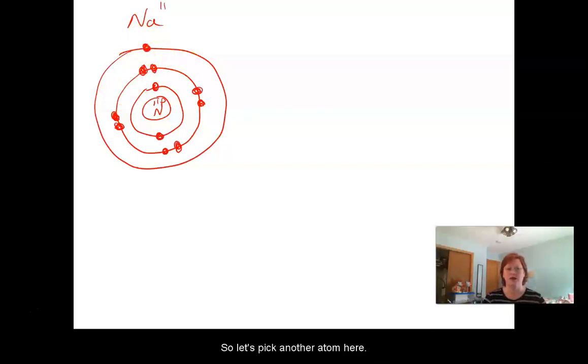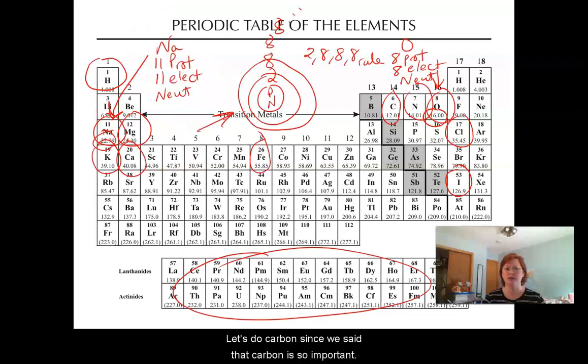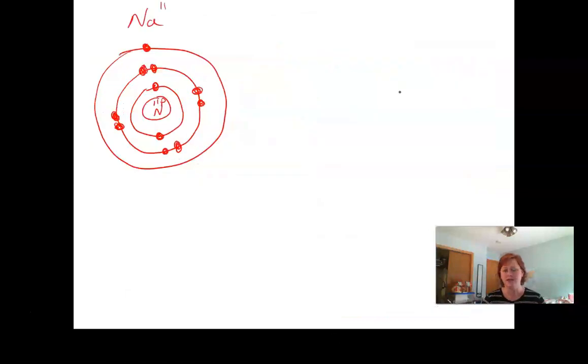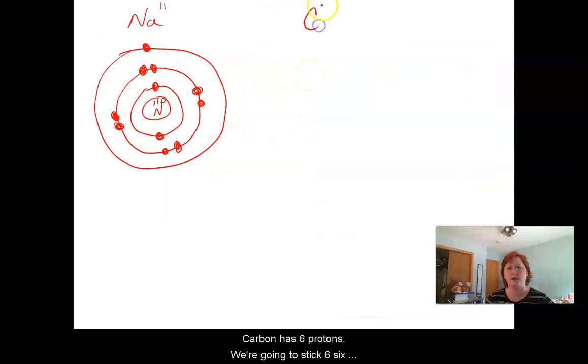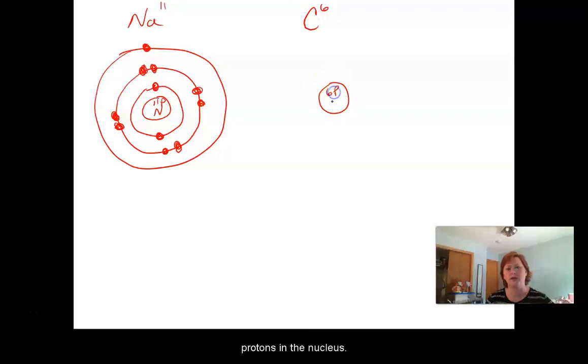So let's pick another atom here. Let's do carbon, since we said that carbon is so important here. Carbon, we know here, has this atomic number of 6. So let's draw an electron configuration for a neutral atom of carbon. So if carbon has 6 protons, we're going to stick 6 protons in the nucleus.